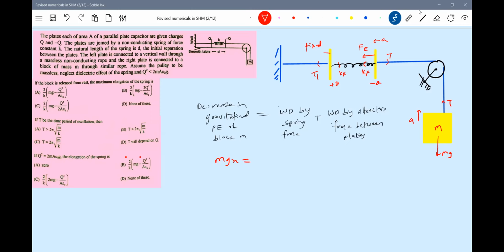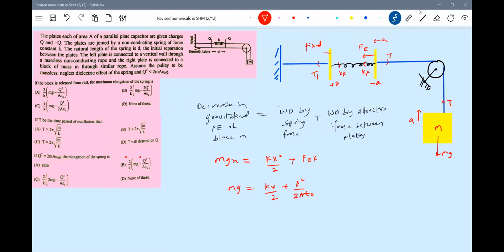Let it be mgx. Work done by the spring force is negative work, the increase in elastic potential energy. Then the electrostatic force also does work. How much will it be? Fe into x. Maximum elongation of the spring is what we calculate. So this is equal to kx squared by 2. Now what is Fe? Q squared by 2A epsilon naught.